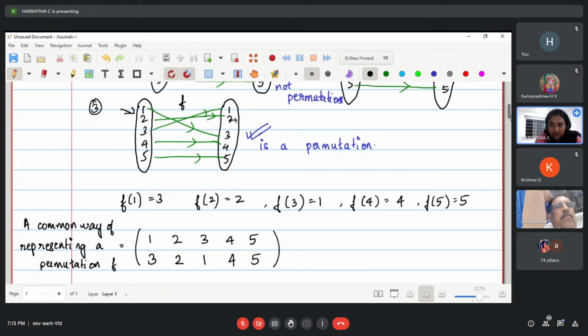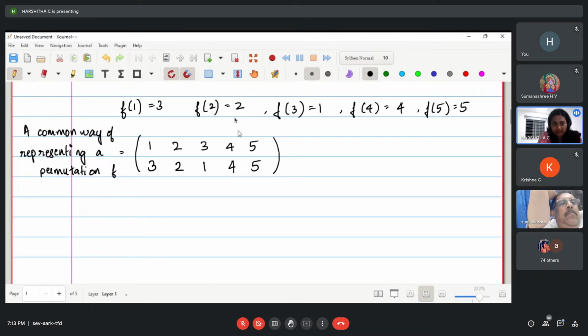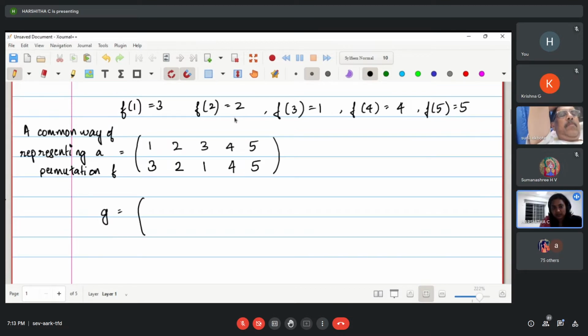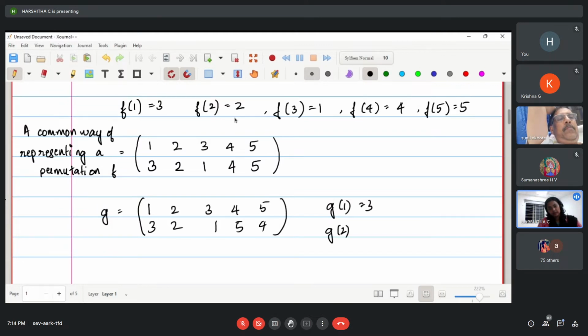And let's do one example where we do the other way. So we have a representation and we're trying to get the function. So let's say G is this permutation. So we have 1, 2, 3, 4, 5. Right? So what does it mean? G is the function which takes 1 to 3, 2 to 2, 3 to 1, 4 to 5 and 5 to 4. So G of 1 is 3, G of 2 is 2, and G of 5 is 4.